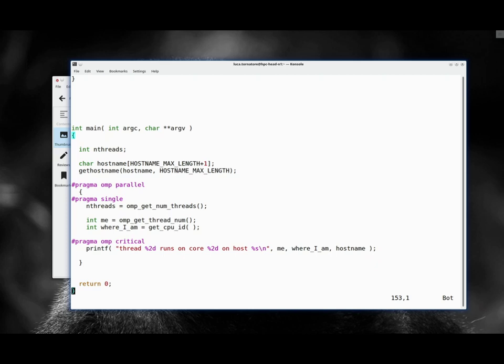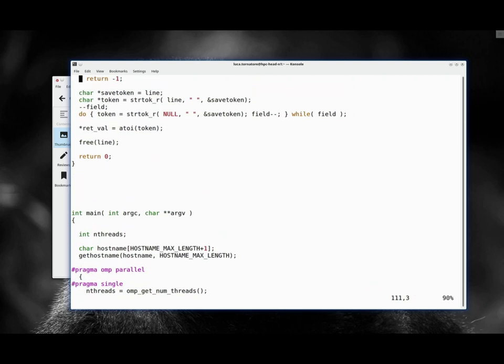And this gives you the ID of the core on which you're running, and then you just print out the information. So you have the list for all the threads, where they are running, so you can play a bit with the environment variables. You can try to put all the threads on a single core, or spread them, or put them just on a socket. You can check what happens and understand how it works. So this function is quite simple.